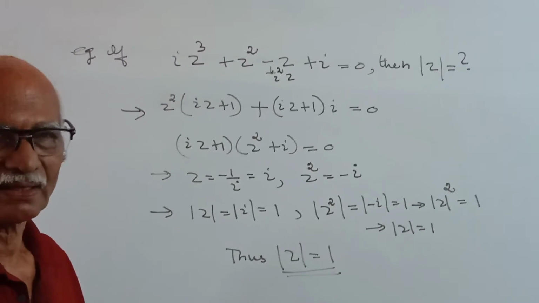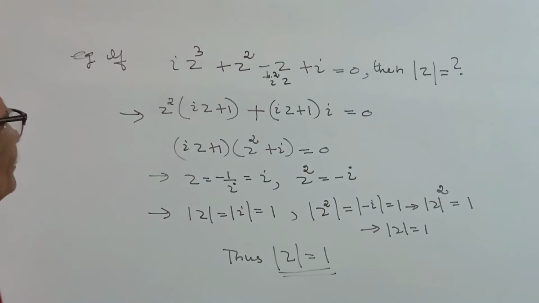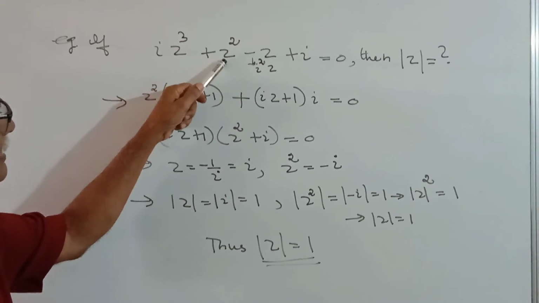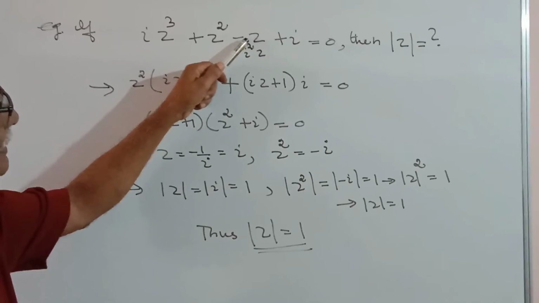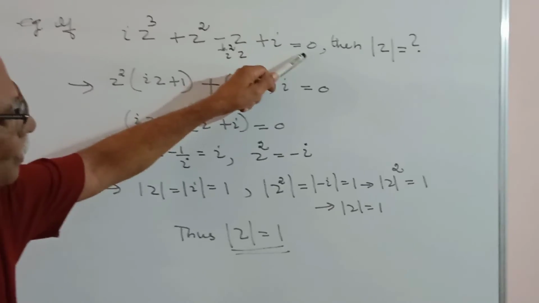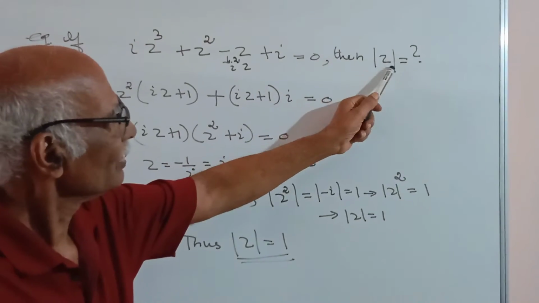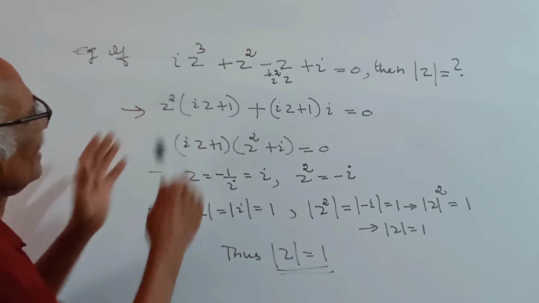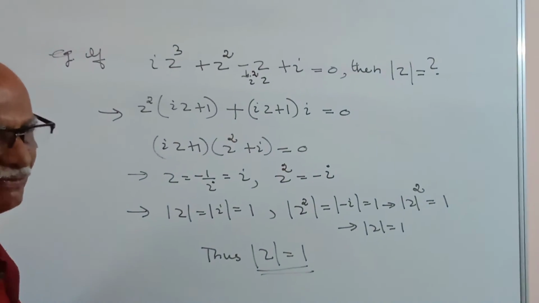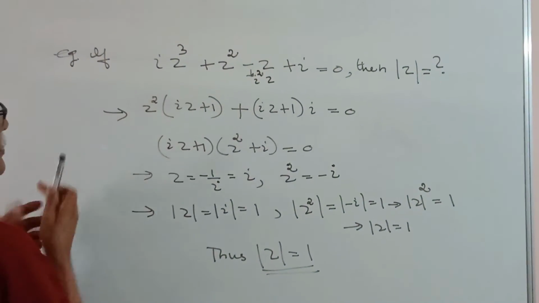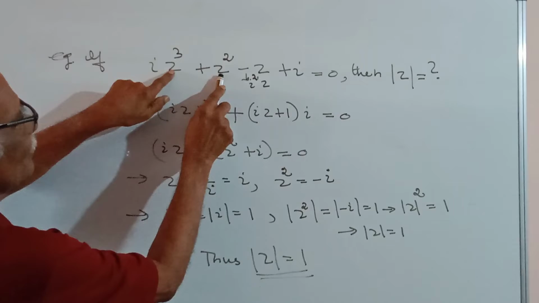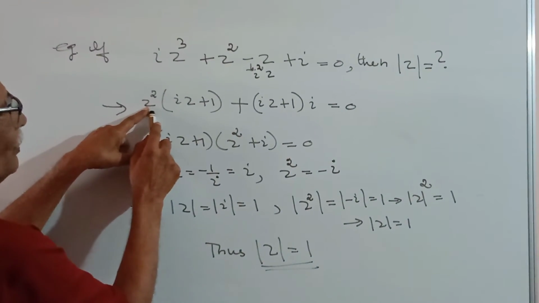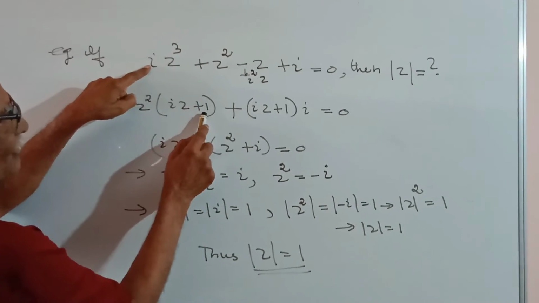Now we consider an important example. If i into z cube plus z square minus z plus i equals 0, then what is modulus of z? Now here we collect the terms and simplify. Now you can see z square is common in these two terms. So we take z square out. z square into (iz plus 1).